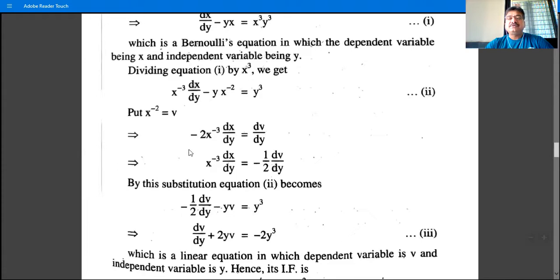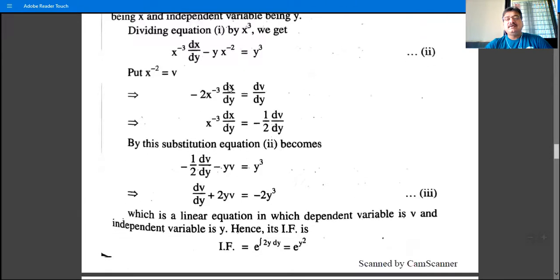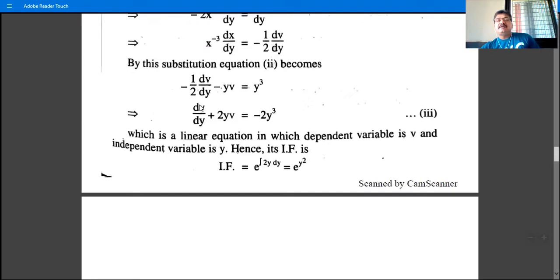And then substitute this x cube, shift this minus 2, we have this. The value of this quantity is minus 1/2 dv by dy. So substitute that value, minus y, v, x raised to minus 2 is v, is equal to y cube, and that is dv by dy, dividing throughout by minus 2, multiplying by minus 2, we have this. And this is a linear differential equation of the form dv by dy plus 2yv is equal to minus 2y cube.